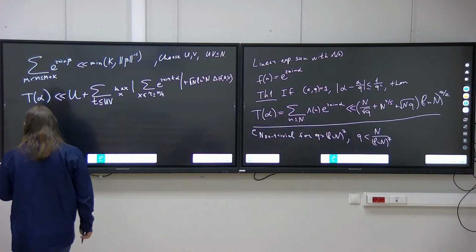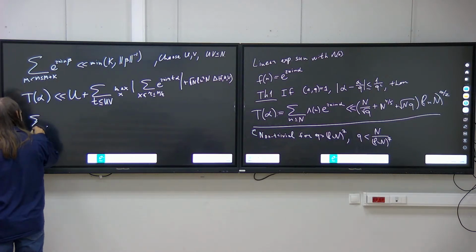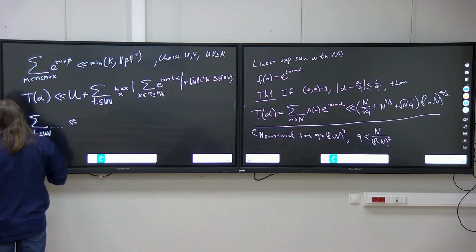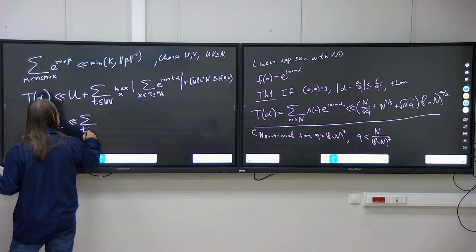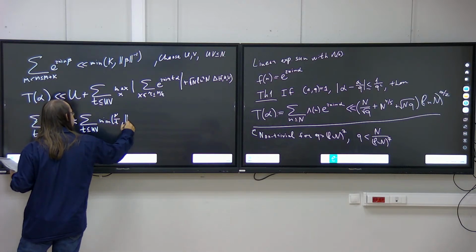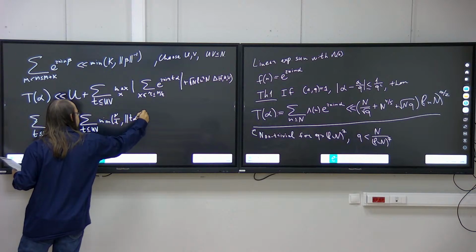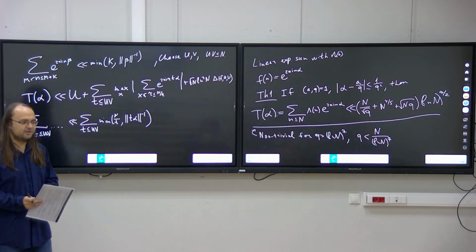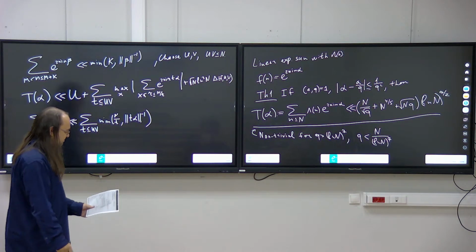Okay, so the sum over all t less than or equal to UV, all of this stuff is at most the sum over all t less than or equal to UV of the minimum of N over t and the distance from t alpha to the nearest integer to the power minus 1. Yeah? So this is obvious.